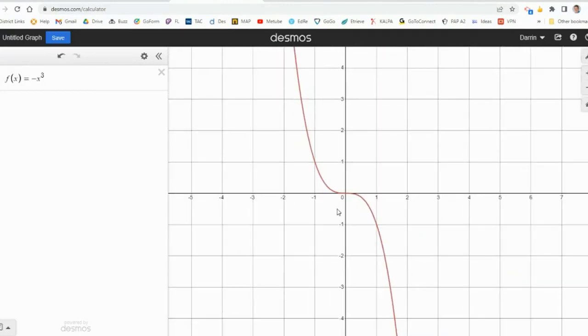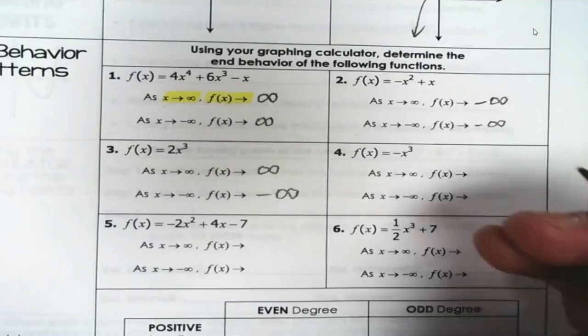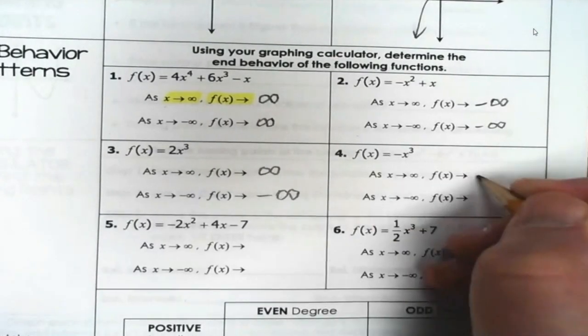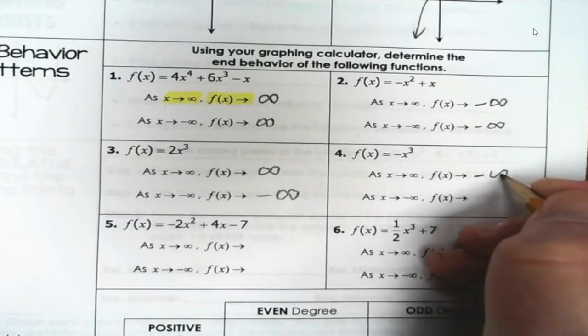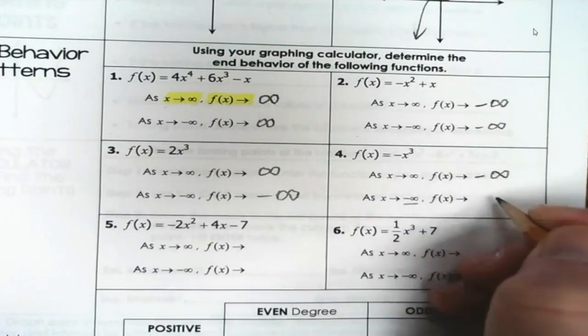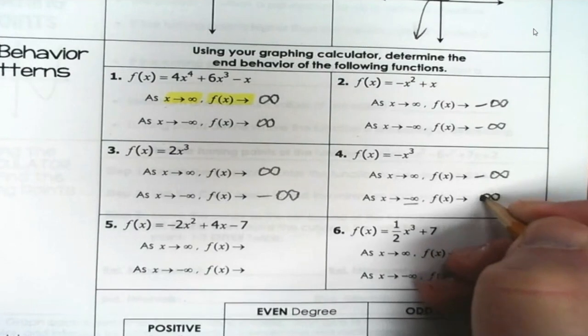So this is the opposite. It's an opposite effect on this one. As x approaches infinity, the function's going to negative infinity. And as x approaches negative infinity, we're approaching positive infinity.